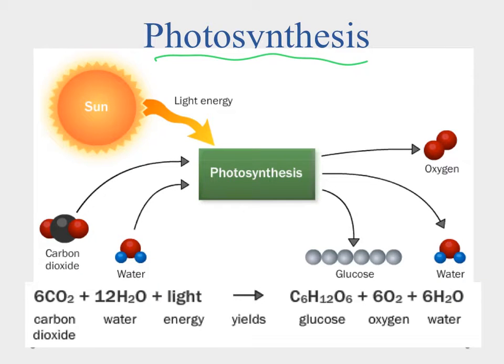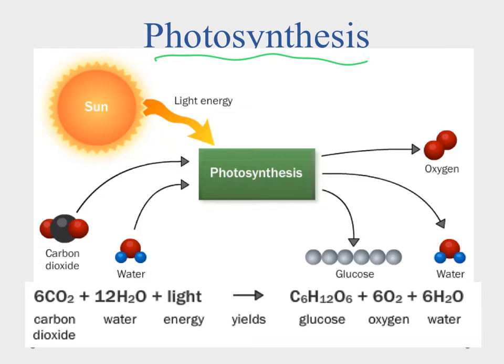Okay, so let's talk a little bit about photosynthesis. Photosynthesis is how we generate glucose. So these are our producers. These are our autotrophs. They're able to manufacture their own glucose that they can then use to convert into ATP through cellular respiration for energy.